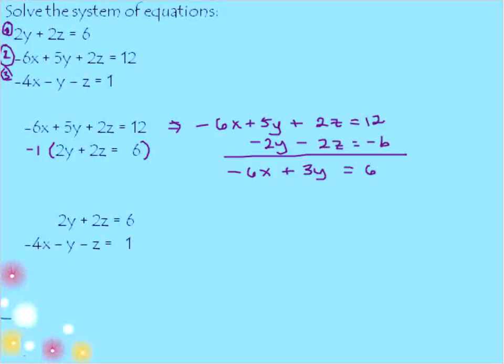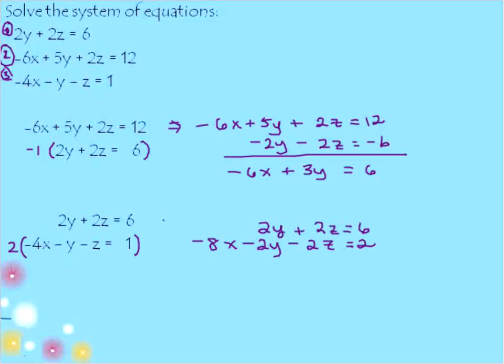And then for the bottom one, I'm going to take equation 1 and equation 3, and I'm going to eliminate the same variable of z. So here, all I need to do is multiply the bottom equation by 2 because I have a 2 here and a negative 1 here. So multiplying by 2 will give me opposite sign coefficients. Multiplying the 2 through the bottom gives me negative 8x minus 2y minus 2z equal to 2. And then on the top, 2y plus 2z equal to 6. That remains the same.